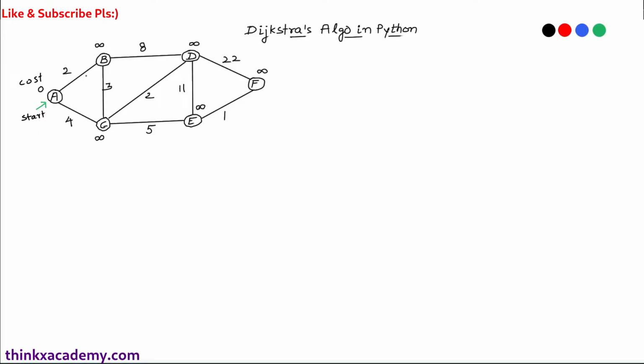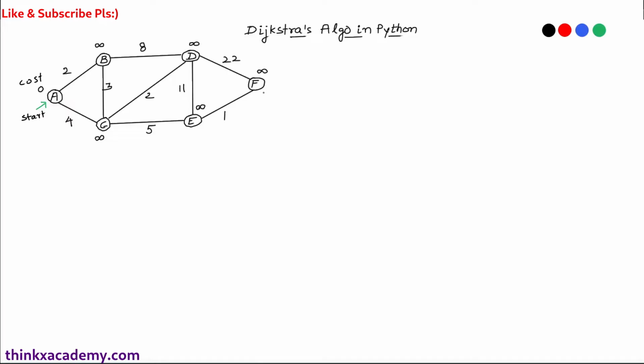Except for A, every node has an infinite cost, which means that we have not yet explored the cost of reaching that node from the starting node. We don't know the cost at this point, so we just assigned it the maximum value, infinity. In Python we can achieve this using the sys library and its maxsize, which gives us a very large maximum value. Let's see how the algorithm will proceed.